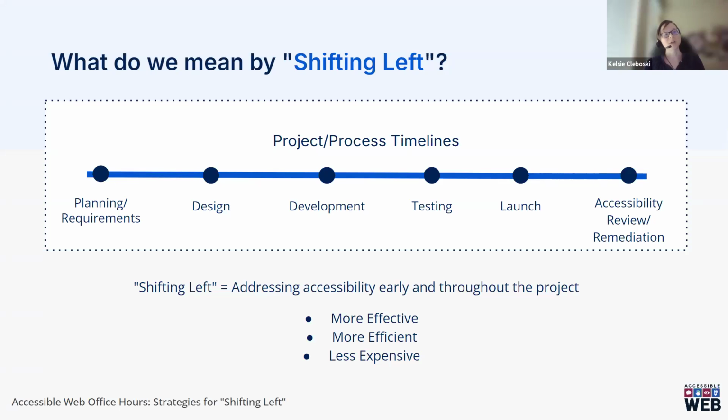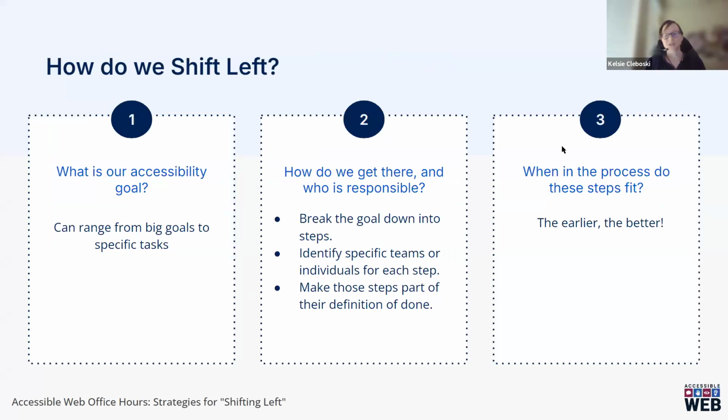We are talking about addressing accessibility early and throughout the project, which is going to be more effective, more efficient, and less expensive than waiting to tackle accessibility until at or near the end of a project or process. So how do we shift left? I like to encourage people to break shifting left down into 3 parts.